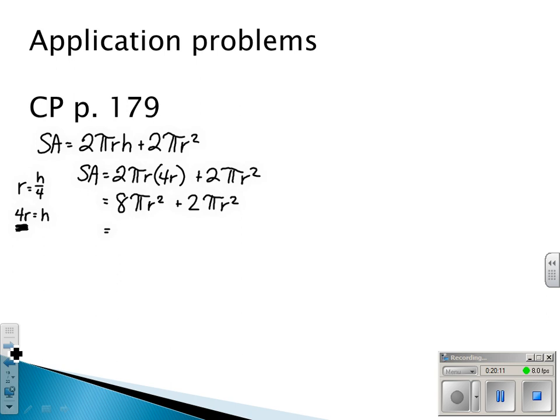Notice both of the terms here have a pi in it and an r squared in it, so we can go ahead and combine them. 8 and 2 make 10 pi r squared. So that's the first one. We got it to be rewritten as a function of r, no h's left. Now we're going to do it the other way, and we're going to write it as a function of h. So that means now we want to get rid of the r's.